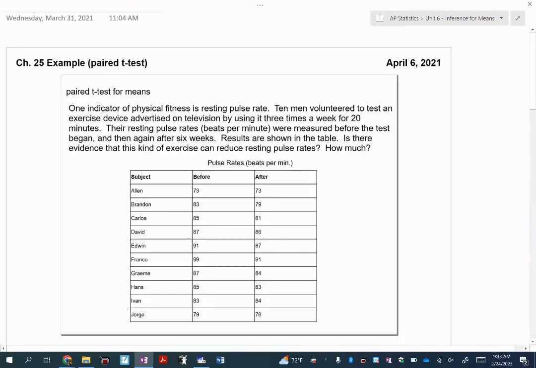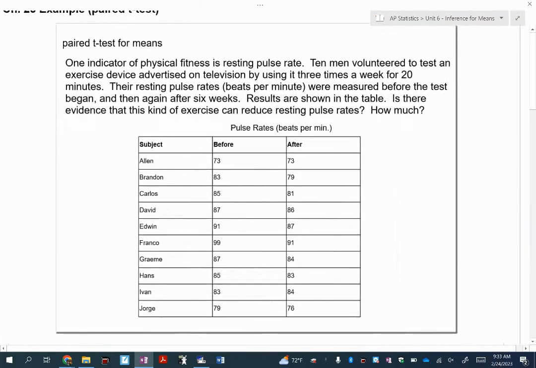We're going to be running our first paired t-test. So we've got 10 men here, Alan through George, that are testing an exercise.